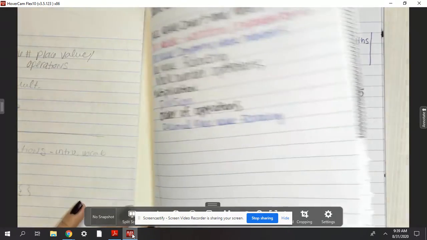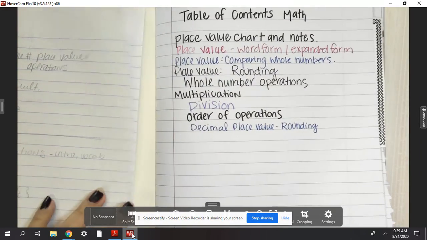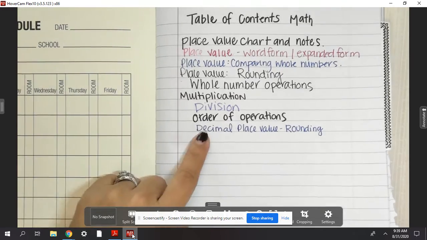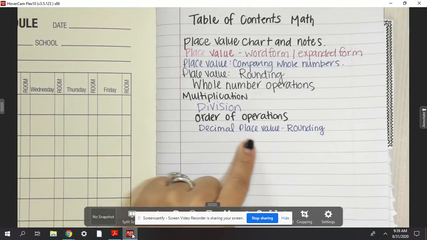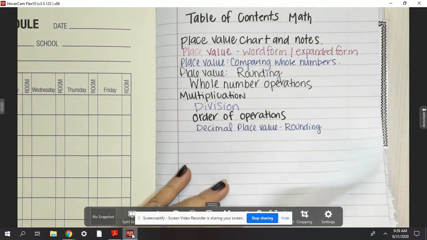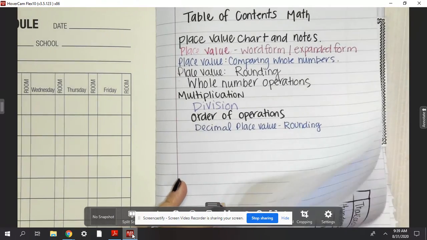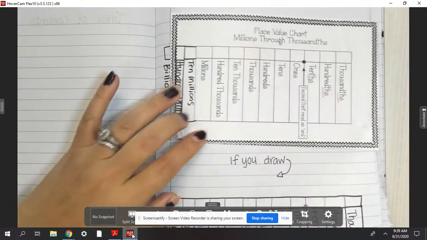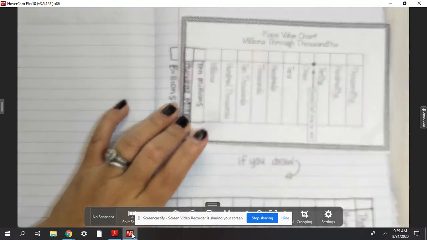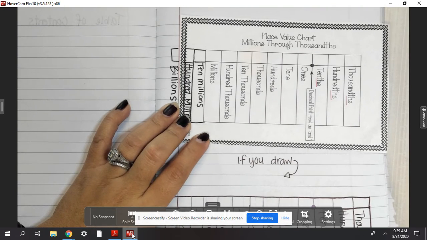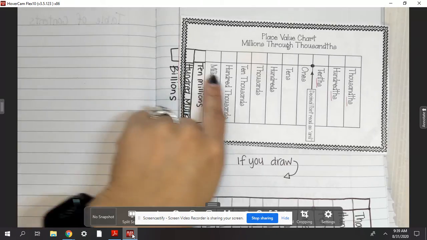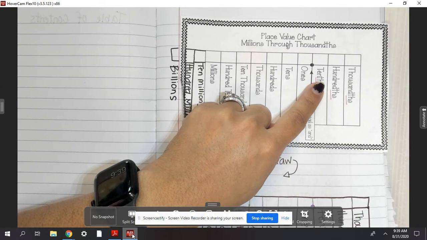So I'm going to write that in my table of contents. Right after order of operations, we had decimal place value. We're going to talk about rounding. Since we're talking about rounding, we've already done rounding with whole numbers. And the very first thing we talked about was place value. So if you have this chart, you can go back.